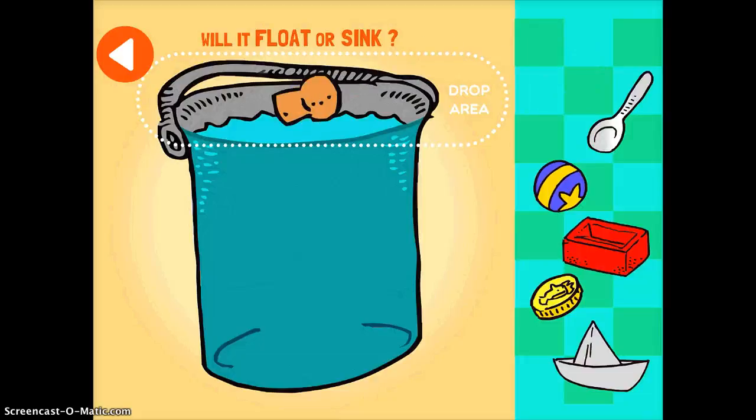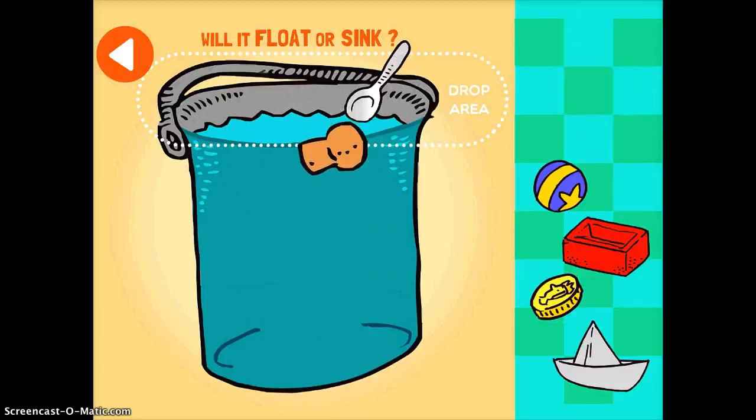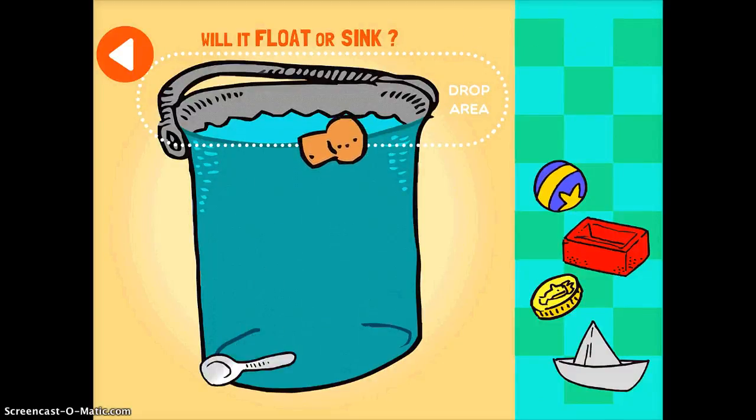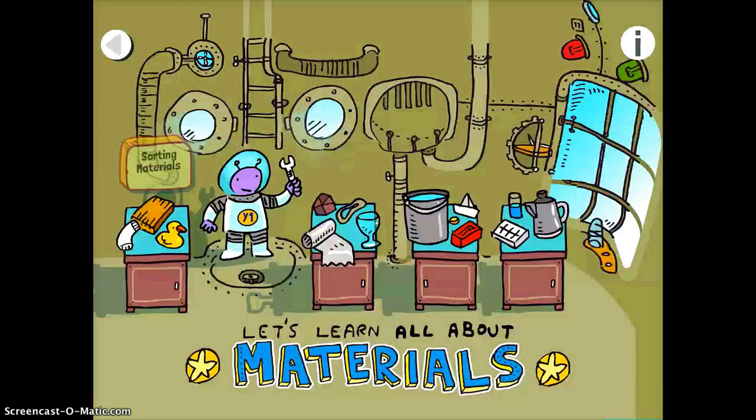This is a cork, so you drag it into the drop area and then it will either float or sink. In contrast, here's a spoon. You drop it into the area and it will sink. So this is a great thing to use with students as you're covering these units. Each game is a little bit different, but it's all fairly simple.